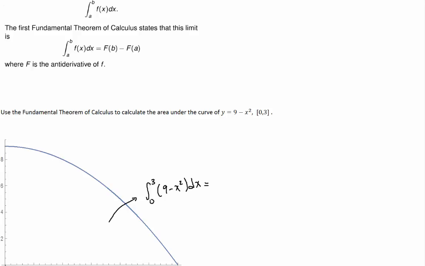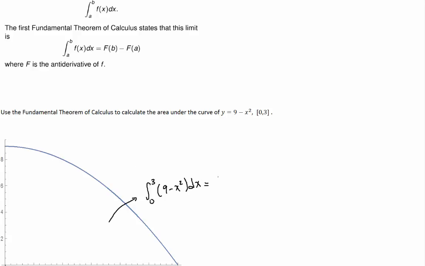We're using the first fundamental theorem of calculus, which states that if you have the function, this little f would be 9 minus x squared, and a and b would be 0 and 3. The way to calculate it is, if you can find an antiderivative for that function, then you just evaluate that antiderivative at the right endpoint, b, and subtract that antiderivative evaluated at the left endpoint, a.